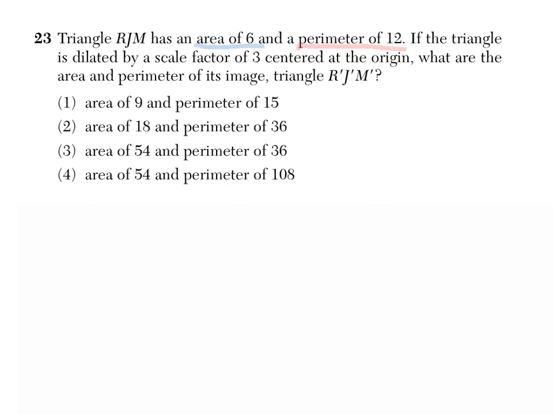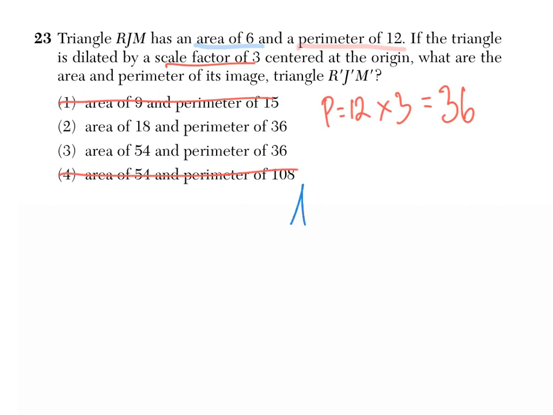And I know that the perimeter of the original triangle, RJM, is 12. And if it's increasing by a scale factor of 3, then we can simply multiply the original perimeter by 3, and the perimeter of this new triangle, R', J', M' is 36. All right, and so that means that we can eliminate options 1 and 4, and so it's going to be either 2 or 3 because we see the perimeter of 36. But what is this new area?